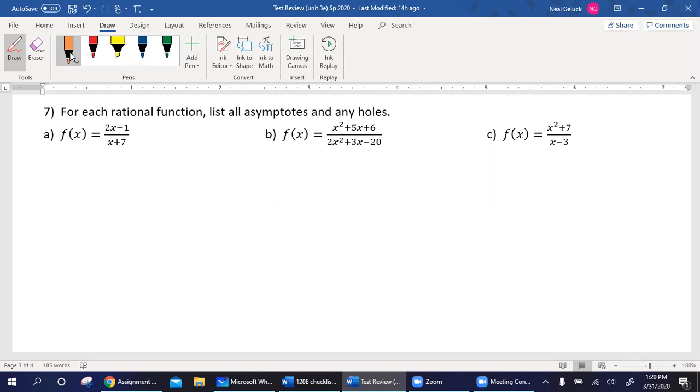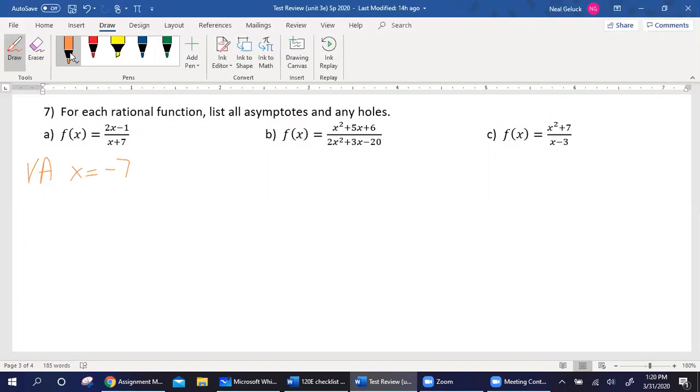I like to first look for the vertical asymptotes. Remember that vertical asymptotes make the denominator 0, but not the numerator. Vertical lines are always x equals. So on letter A, -7 makes the denominator 0, but not the numerator. So that's my vertical asymptote.